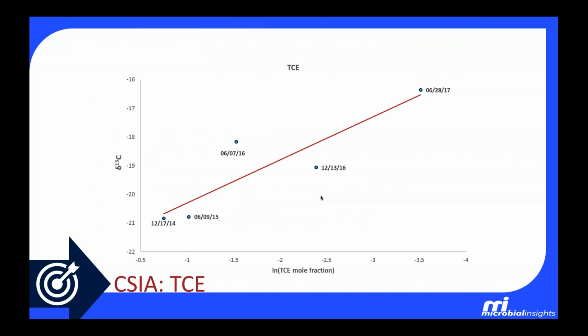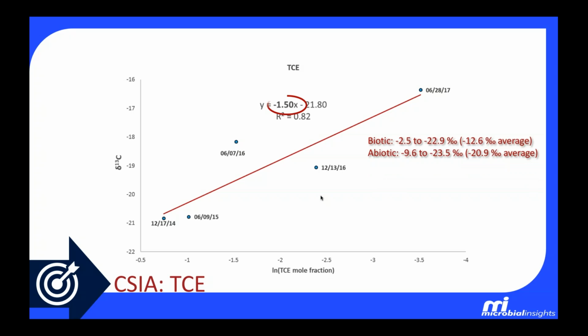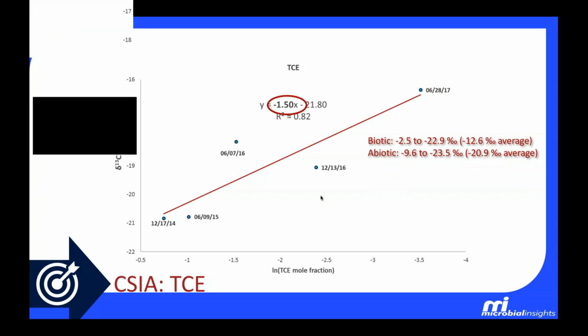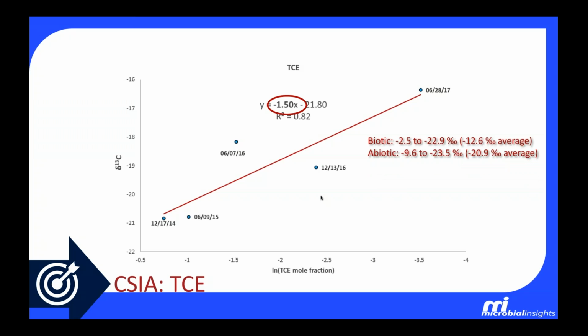Again, we're looking at MW29B. Remember I said that the enrichment factor is the slope of the line. So let's look at the slope of the line for our TCE concentrations over time. What we can do is compare the enrichment factor calculated from our site data to enrichment factors published in literature, and we can get an idea of whether biotic or abiotic degradation is the dominant mechanism. So if we take that TCE data that I showed you earlier, we see that the enrichment factor is negative 1.5, that's the slope of our line.